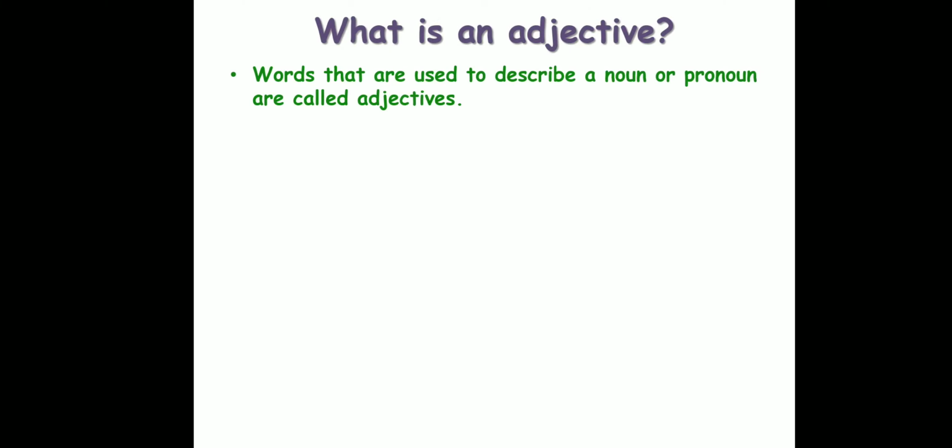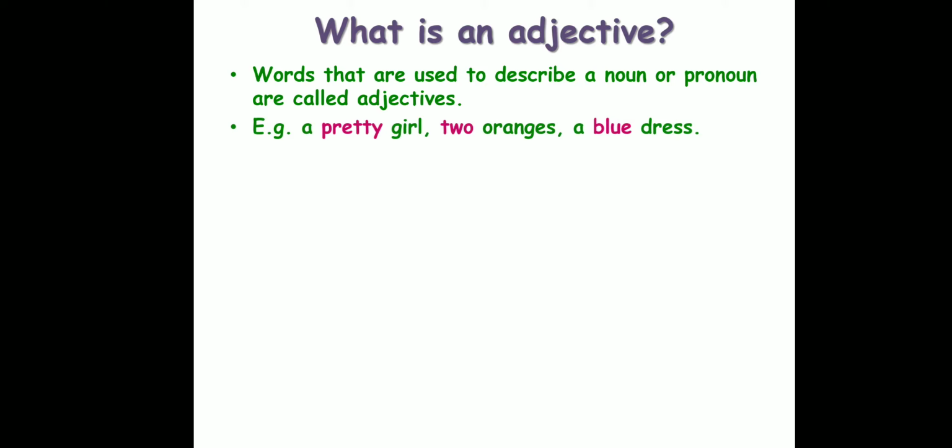Words that are used to describe a noun or pronoun are called adjectives. Okay, so any word which tells you something about a noun, it may be a common noun or a proper noun or a collective noun as well, or it tells you something about a pronoun. Those words are called adjectives. So adjectives are basically describing words.